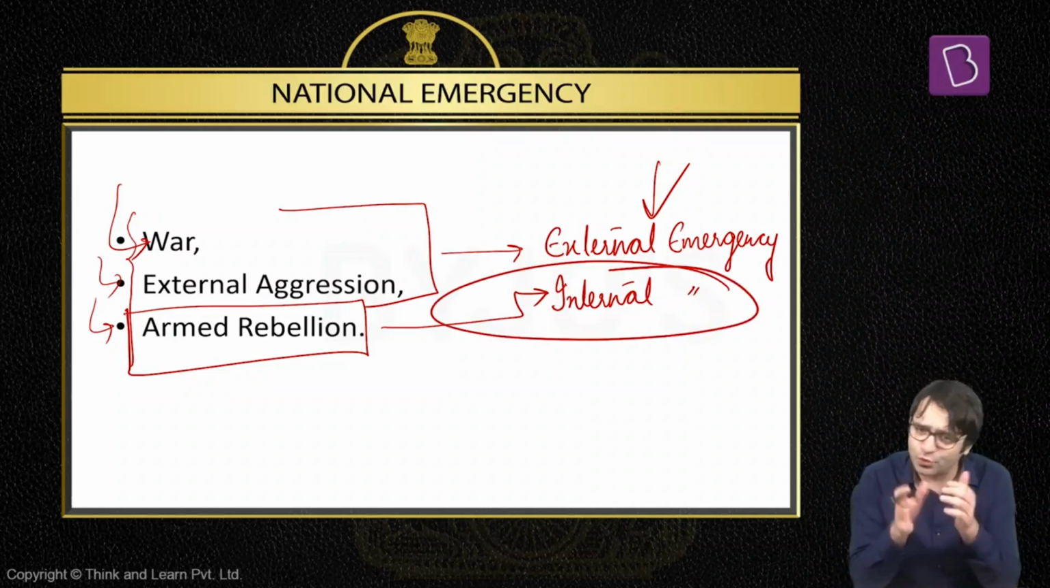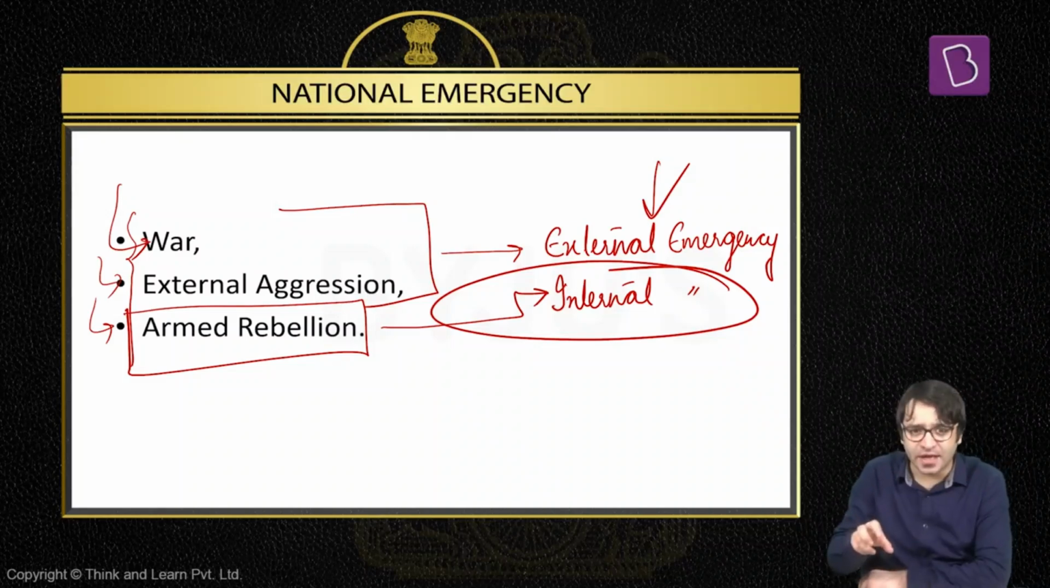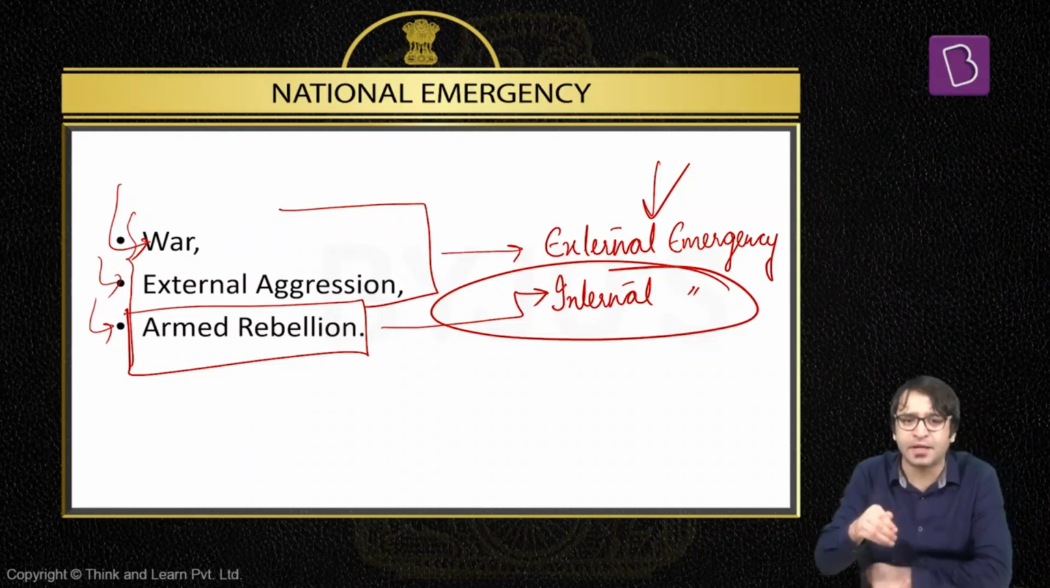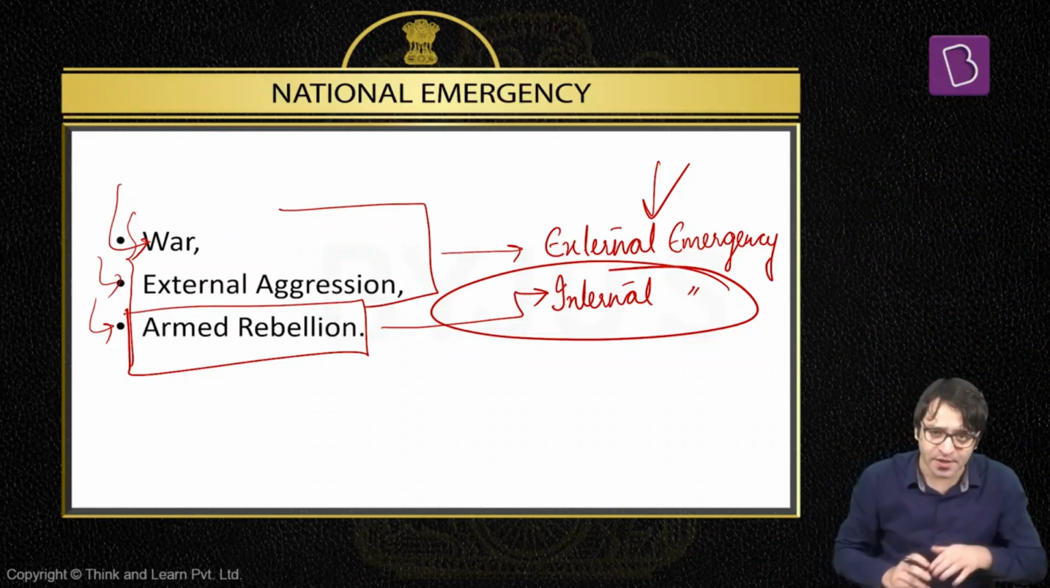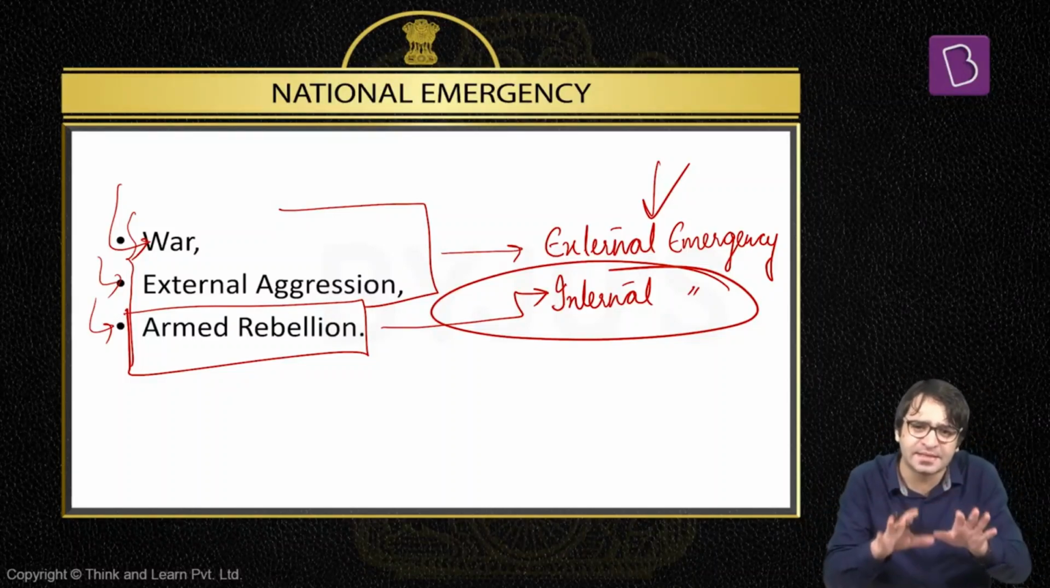To recap, if the President is satisfied that there is a danger, a threat to the security of the nation, of a state, or of a part of the state, and this threat is because of war or external aggression or armed rebellion, he can proclaim national emergency, right? But we have also discussed the office of the President, and I told you that one phrase we can use for the President is that the President is a rubber stamp.